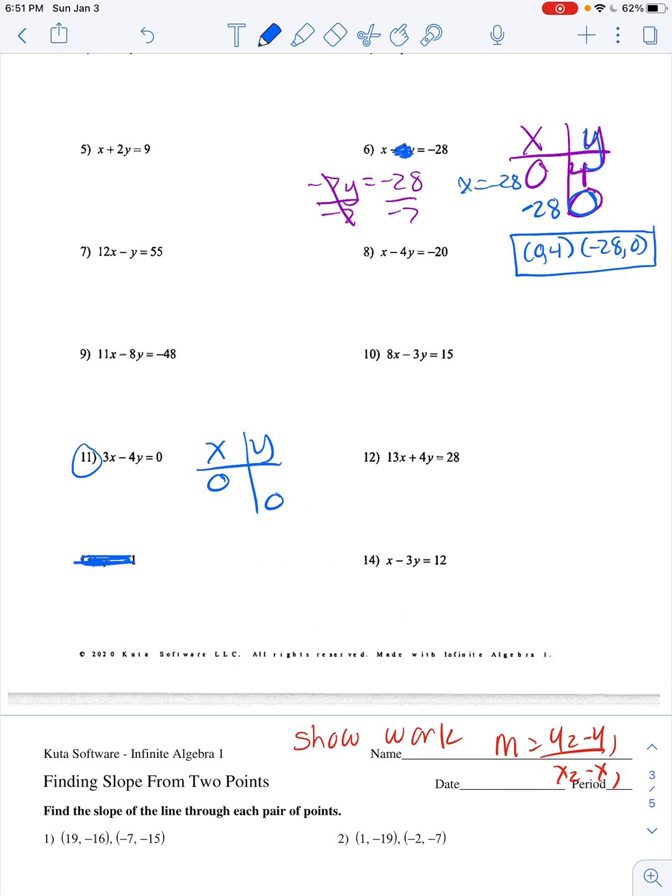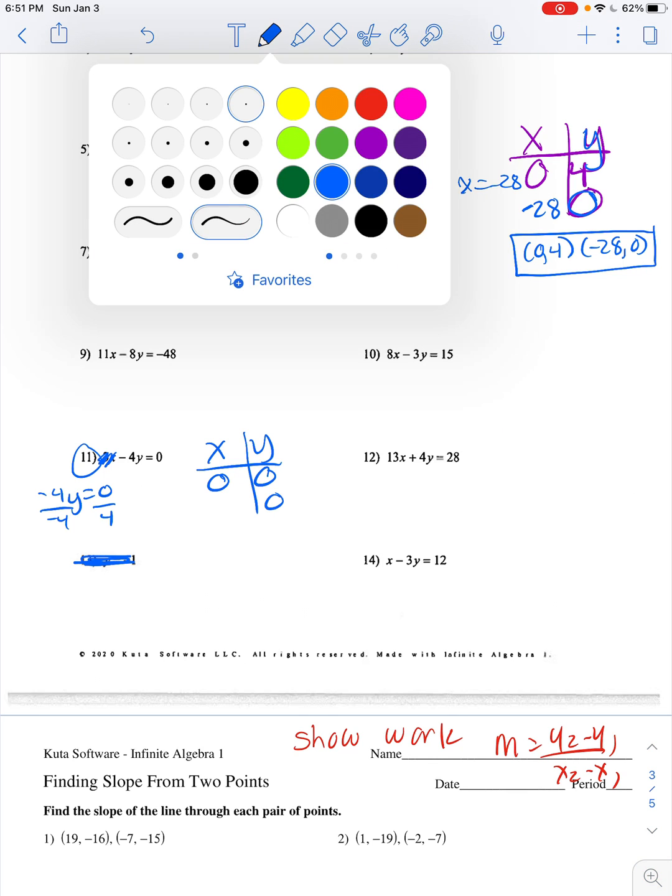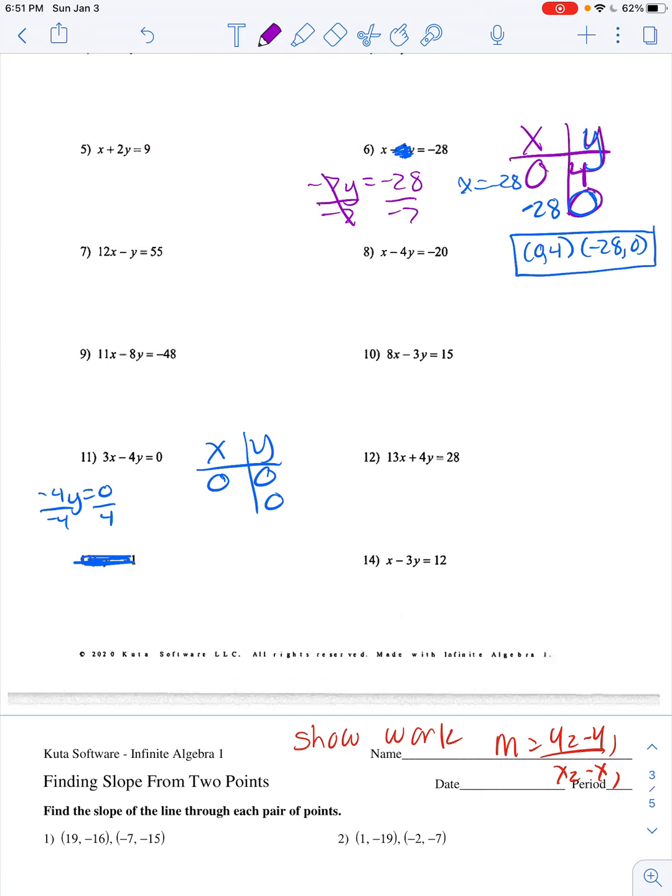So I'm going to set up my table. I'm going to put a 0 in for the x, meaning 3 times nothing will be nothing. I'll be left with this, but when you divide by -4, you get a 0. And then when you go back, you're going to put a 0 in for y, because we're doing this right now, that will eliminate that part. And I'll have 3x equals 0. But when you divide that by 3, you also get 0. So it just ends up being that both the x and the y-intercept are at the origin. So when you draw that line, it would cross through the origin.